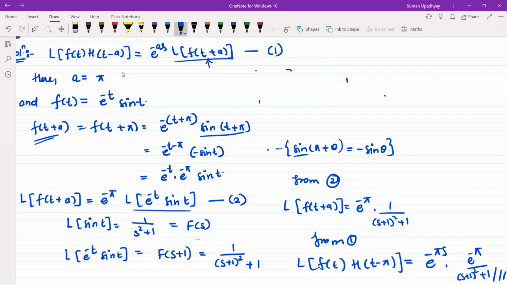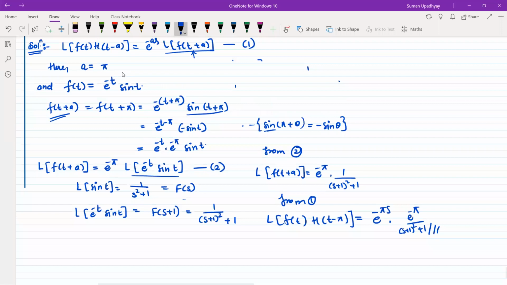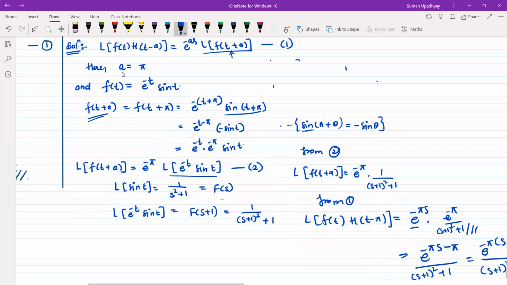I hope everyone has understood what I have done over here. So I can take, the base is same, e ka base same hai, so power will get added: minus pi s minus pi upon (s plus 1) the whole square plus 1. Again minus pi is common, take it outside, inside will remain s plus 1 upon (s plus 1) the whole square plus 1. So this is my final answer. Got it everyone? Or anyone having any doubt on this?